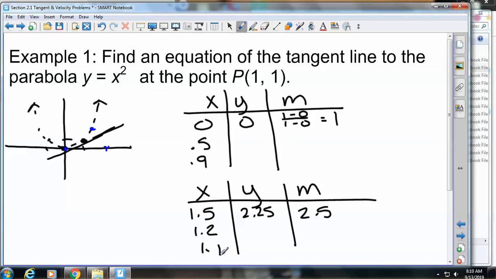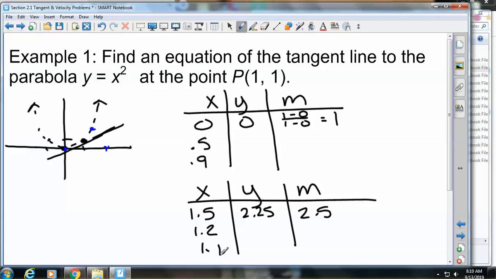1.2, 1.1. Those things, they are getting closer to 1. So what we're doing here is we are actually approaching this one from two different directions. We are approaching it from the left, the smaller side, and we are approaching it from the right, the bigger side. Okay, let's calculate these slopes real quick.